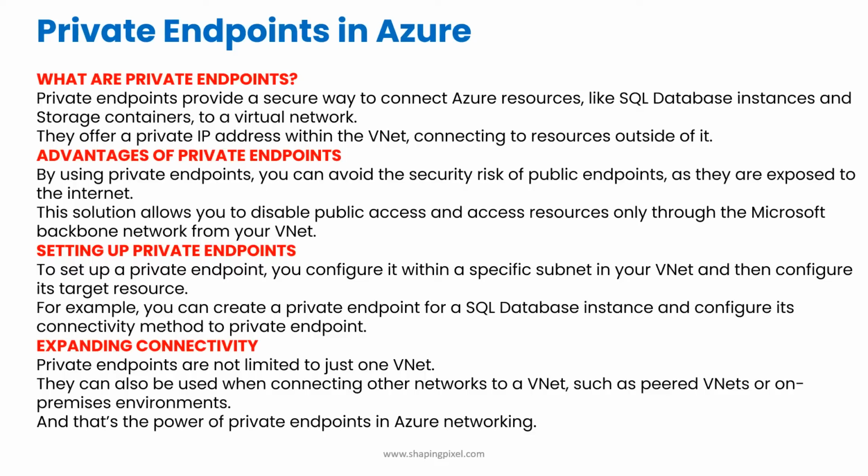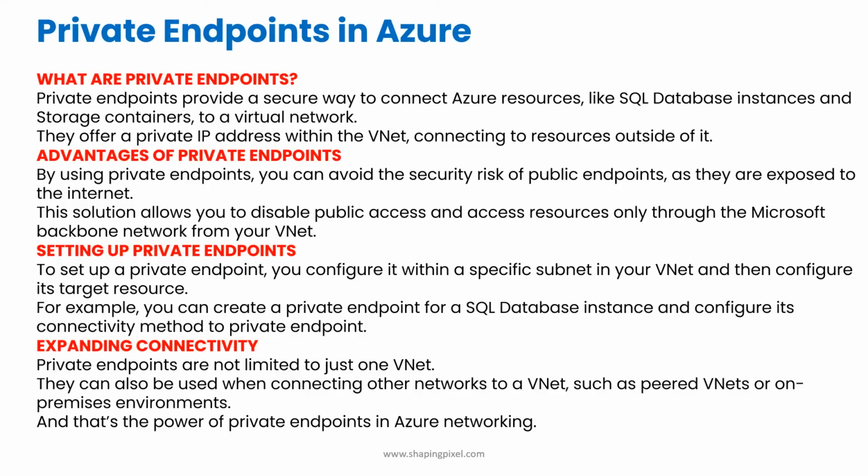Introducing private endpoints in Azure. Private endpoints provide a secure way to connect Azure resources like SQL database instances and storage containers to a virtual network. They offer a private IP address within the VNet connecting to resources outside of it. By using private endpoints, you can avoid the security risk of public endpoints, as they are exposed to the internet. This solution allows you to disable public access and access resources only through the Microsoft backbone network from your VNet.